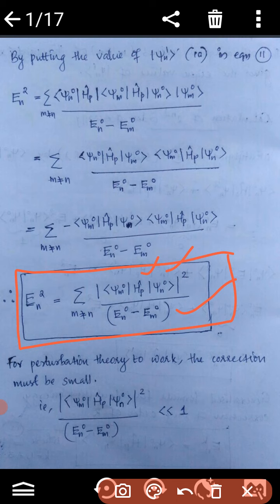For the perturbation theory to work very well, the correction must be very small. Therefore, this term, this correction, should be much less than 1.